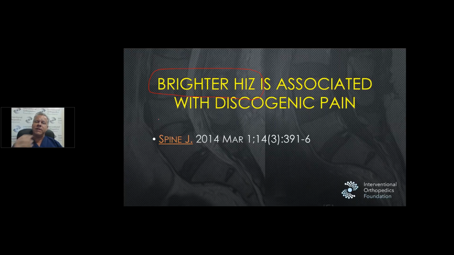So the really bright ones seem to be the ones that are associated with discogenic pain versus the ones that are not as bright. Now the problem is, what is bright? That's a hard thing to quantify. But you know, if you do a lot of discography, again, you can take your MRI images and start to correlate them with your discogram results.